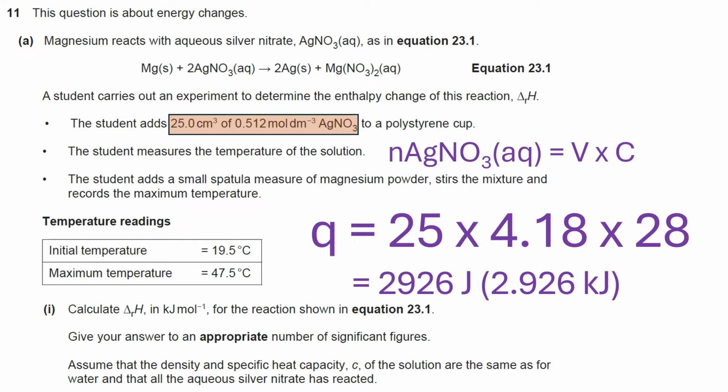Now, we also want the number of moles of silver nitrate. That's going to be volume times concentration because of the nature of the data we're given. We're given a volume and a concentration. So the volume is divided by 1,000 to turn it into decimeters cubed, and then that's multiplied by 0.512. That gives us 0.0128 moles.